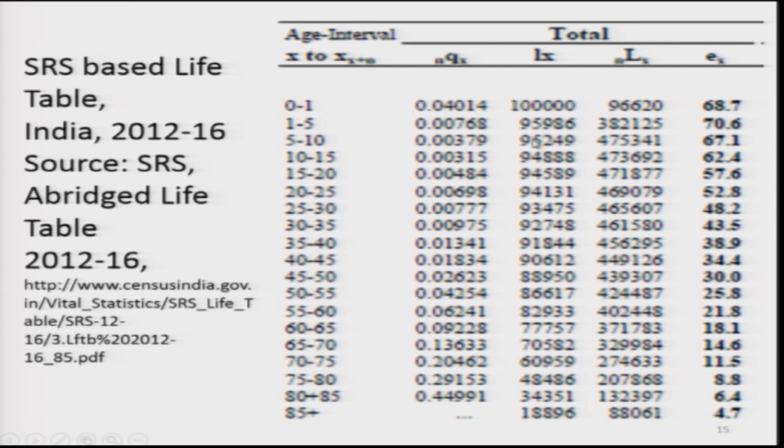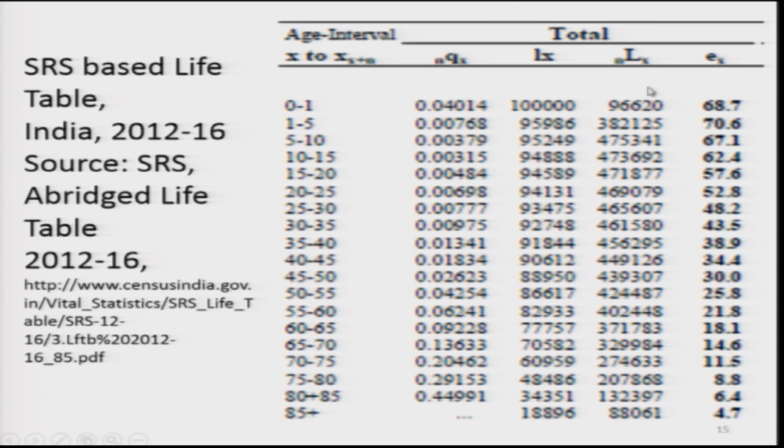A small lx is the number of persons who will survive to exact ages beginning different intervals. We assume that originally 100,000 children are born. So at 0 we have 100,000, which is also called the radix of the life table. Then at age 1 the number of survivors is 95,986, because others have died between 0 and 1. Like this, 88,950 out of the original 100,000 will survive to exact age 45.